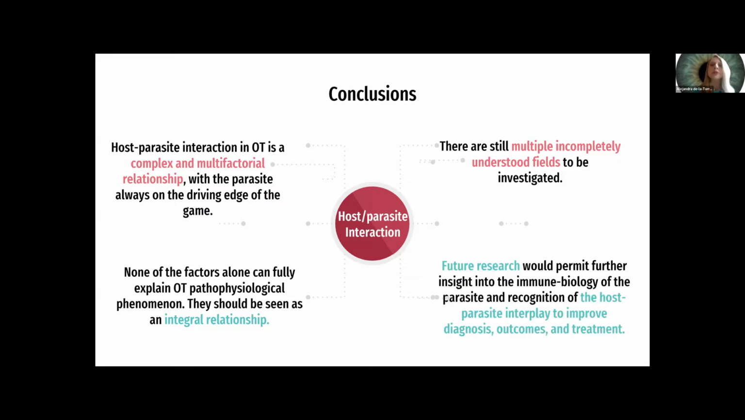Future research would permit further insights into the immune biology of the parasite and recognition of the host-parasite interplay to improve diagnosis, outcomes, and treatment.